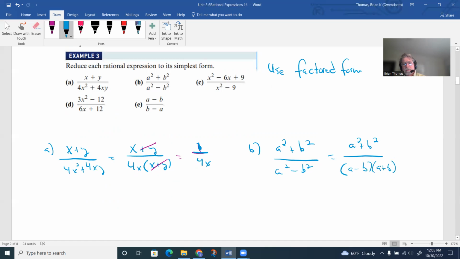But there's nothing to gain. So really, we would consider this already reduced. It would be considered simplified as is. So simplified or reduced, there's nothing to gain in that problem there.